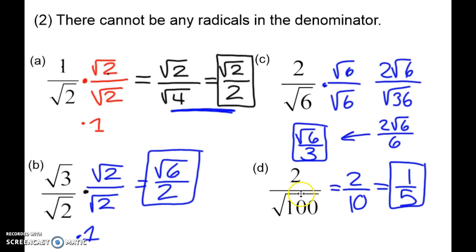Last but not least, I have part D. Now part D, I threw a little curveball at you because the square root of 100 is a perfect square. And so you could have saved yourself a lot of work if you recognized that, because that just means this is 2/10, and 2/10 is 1/5. So don't forget your perfect squares, because if you know your perfect squares, it's going to make the problem much, much easier.